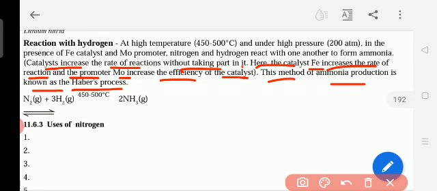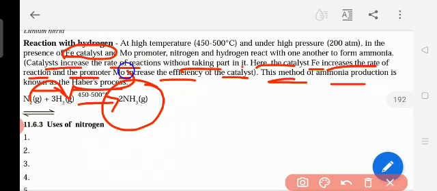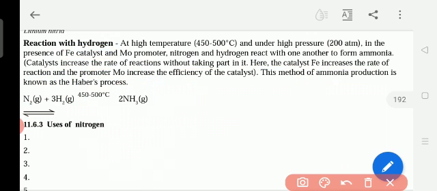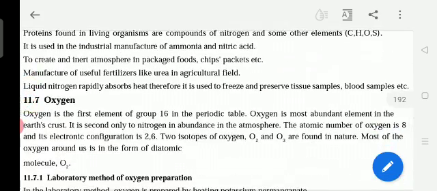This method of ammonia production is known as the Haber's process. Underline this definition. Haber's process means, when nitrogen reacts with hydrogen at the high temperature of 450 to 500 degrees Celsius in the presence of the catalyst Fe, ammonia is prepared. So it is called the Haber's process. Underline this.